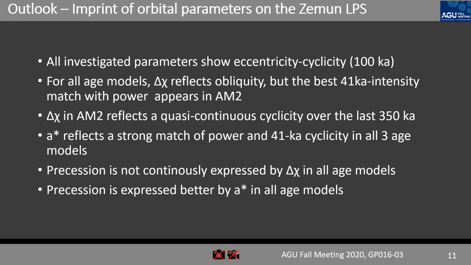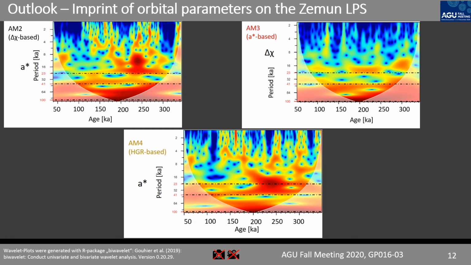The redness reflects a strong match of power and a 41,000 year cyclicity in all three age models. The precession is not continuously expressed by the frequency dependence in all age models, and the precession is expressed better by all redness values in all age models.